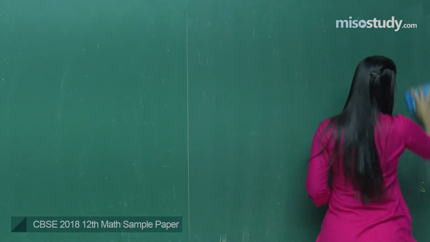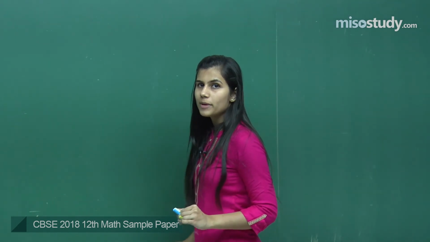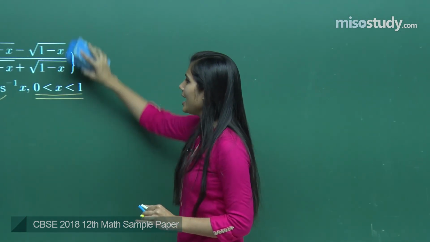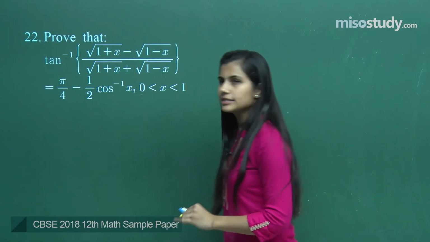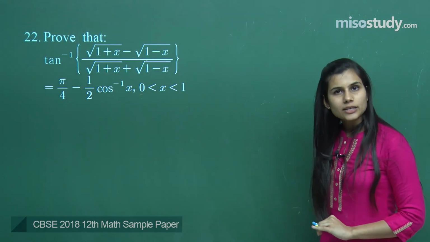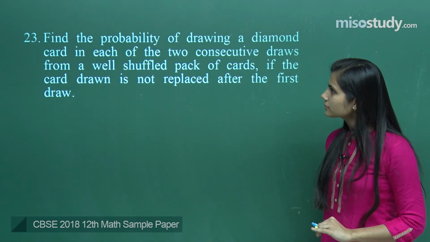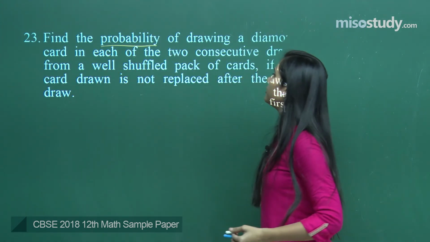Then we revised our concepts of when the inverse trigonometric function comes into the picture, and once that was done, we obtained our right hand side very successfully. Let's now look at the very last question of this section. It is concerning probability again.